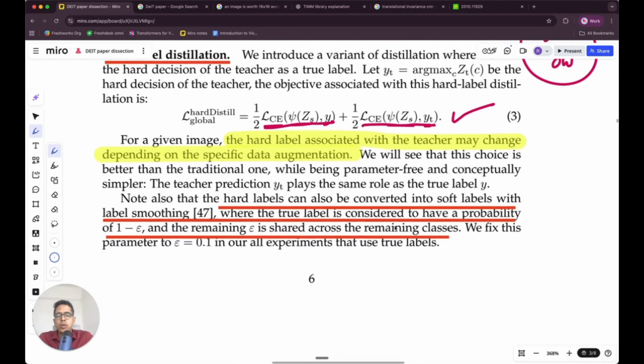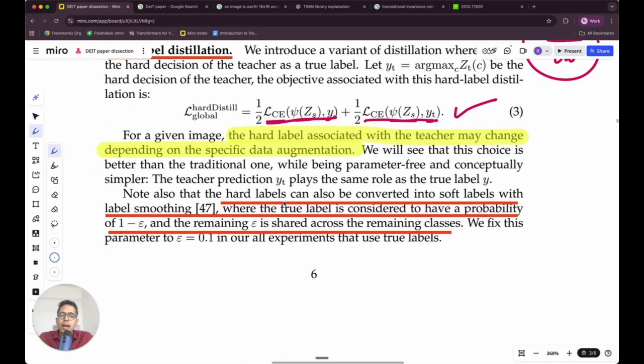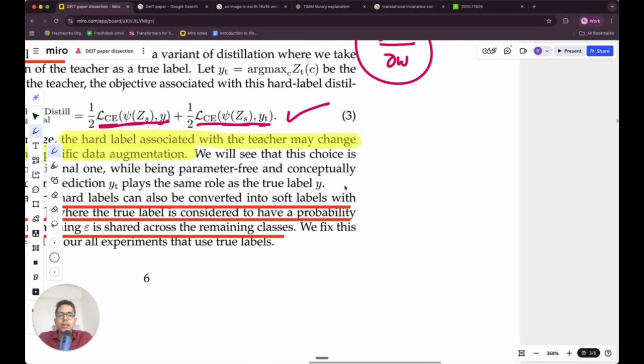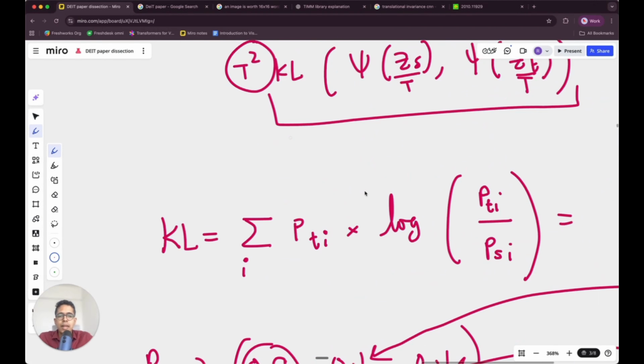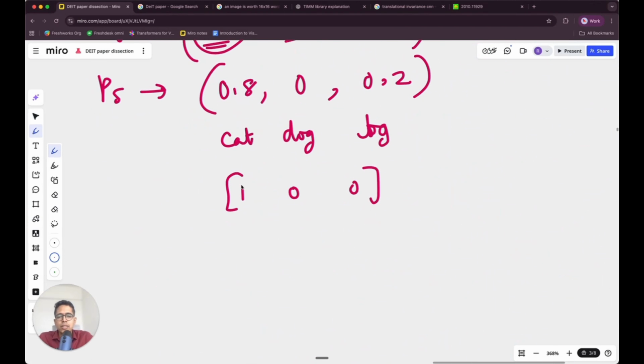Both are the same cross entropy loss formula. Note that the hard labels can also be converted into soft labels by label smoothing. What do we mean by that? Label smoothing. We'll say the teacher thinks this is a cat. So these are now hard labels.